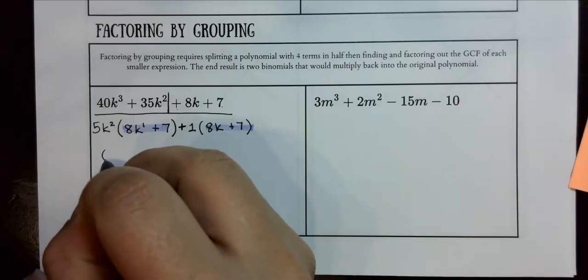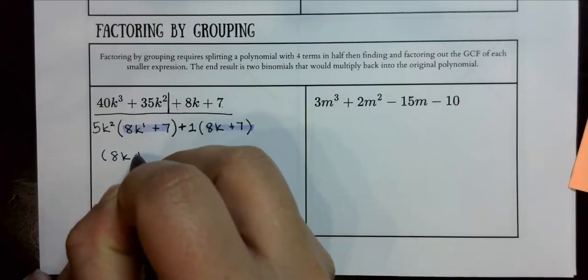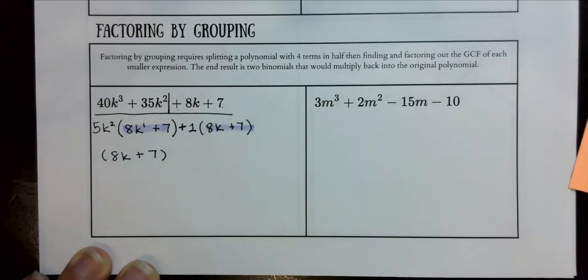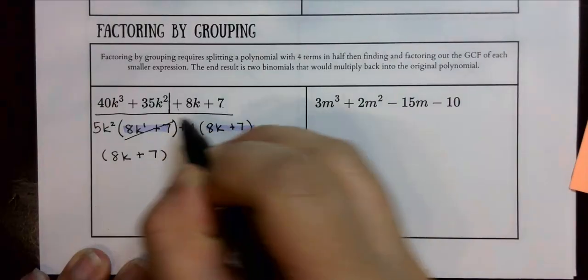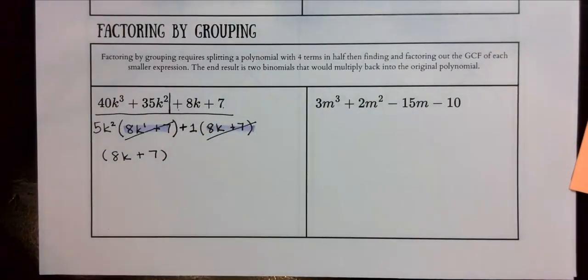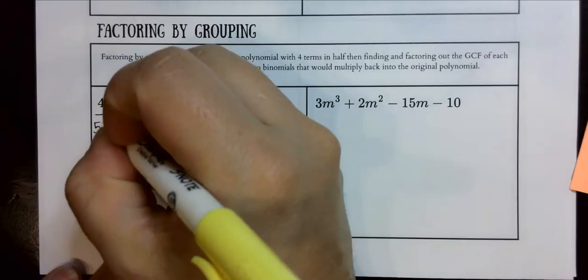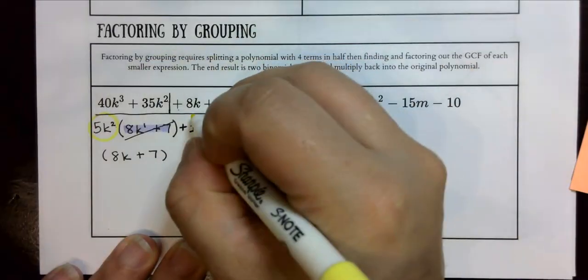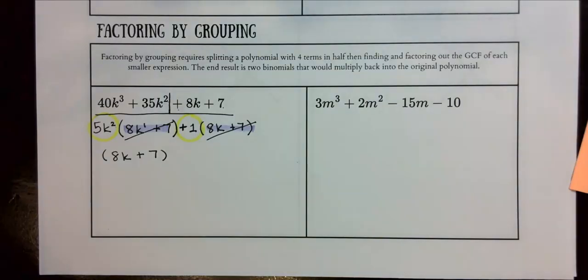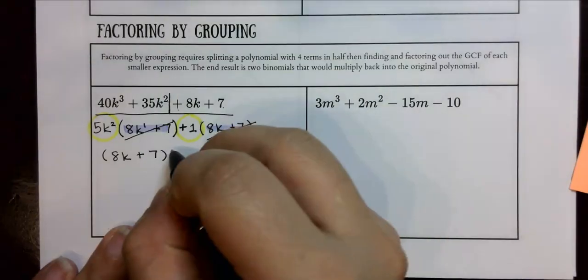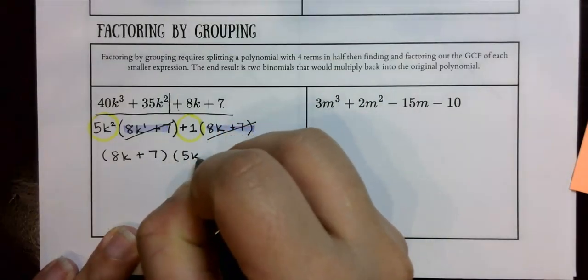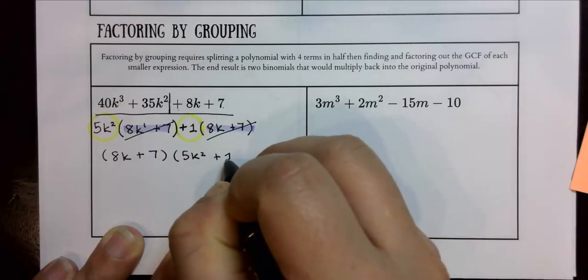We're going to ask you to take that parentheses and write it down once. When I write it down once, I'm going to cancel or cross these out. And that lets me know that whatever's left over, after I cross out and take out both parentheses, is going to go in the second parentheses. So I'm going to take my 5k squared plus 1.